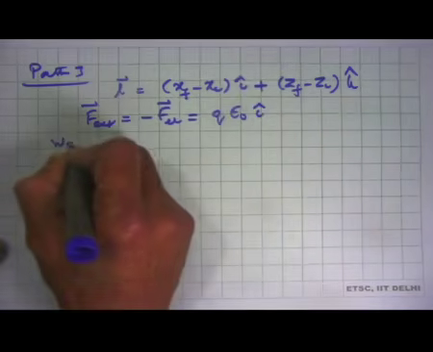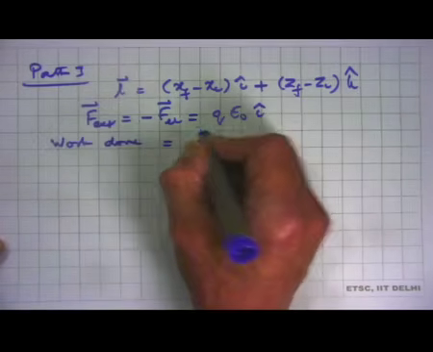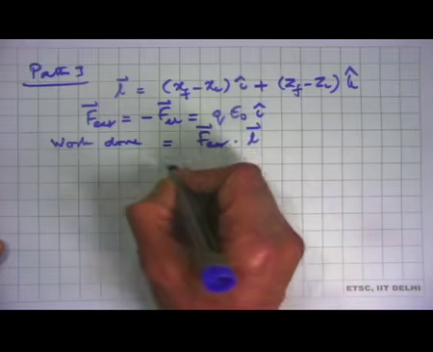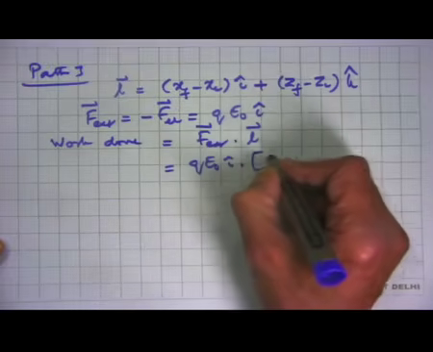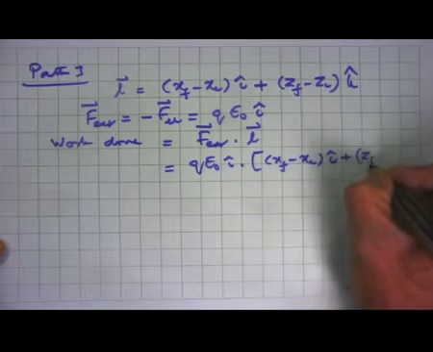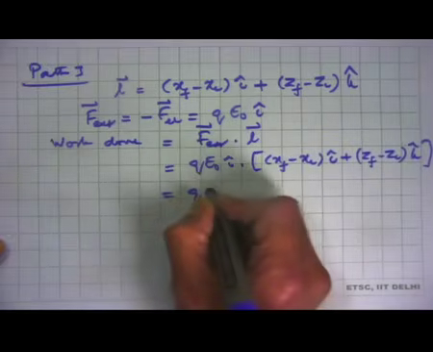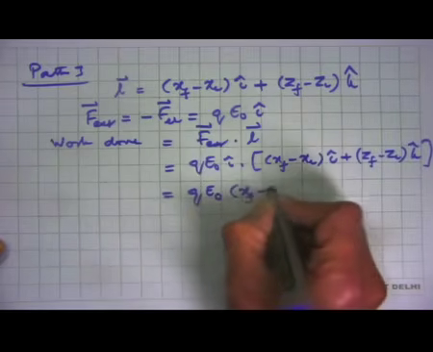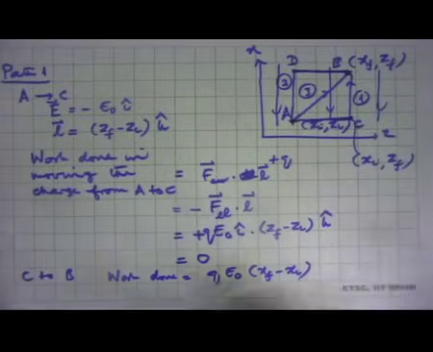So, work done is equal to F external dot L, which is equal to q E naught i cap dot (x f minus x i) i cap plus (z f minus z i) k cap, which is nothing but q E naught (x f minus x i), because i cap dot k cap is equal to 0, which is the same as the work done in taking the charge from A to B via C.